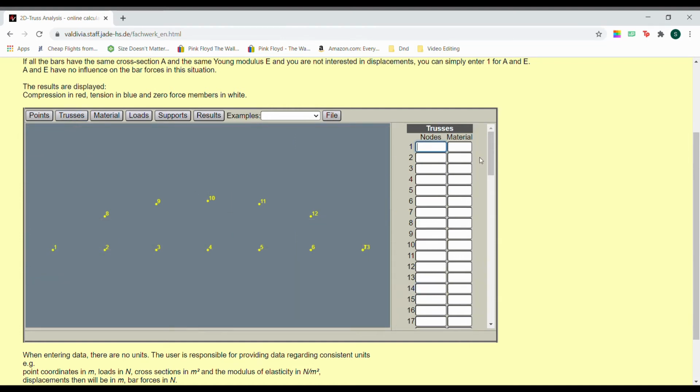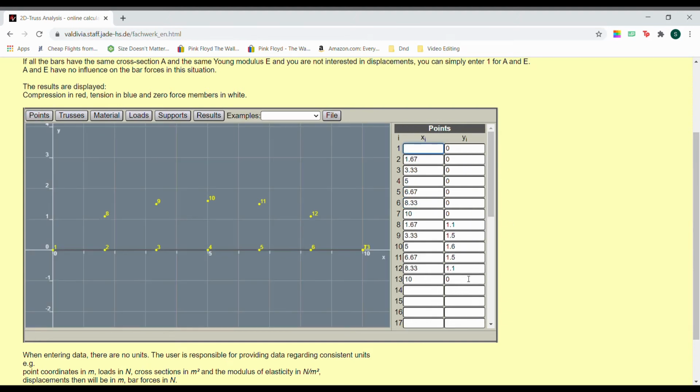Okay, that looks good. All right, now we will go to the next tab. This is asking us to collect the nodes, and I really like this one because you can just draw. Some of the other ones don't let you do that, but this is a really nice feature.